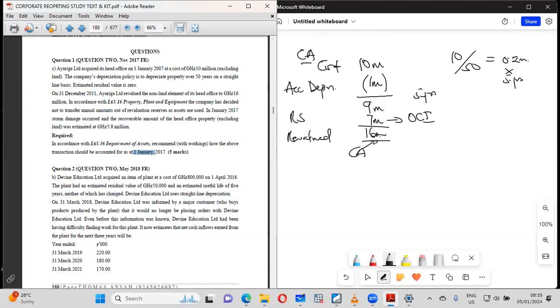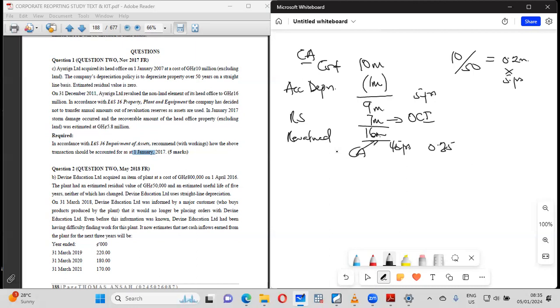Now, when an asset is revalued, we continue what? Depreciating it using what? The subsequent useful life. So now the useful life is 45 years. Is that not it? So how do we get depreciation for this 16? So we have 16 divided by 45 years, which means every year gives us 0.35. All right.